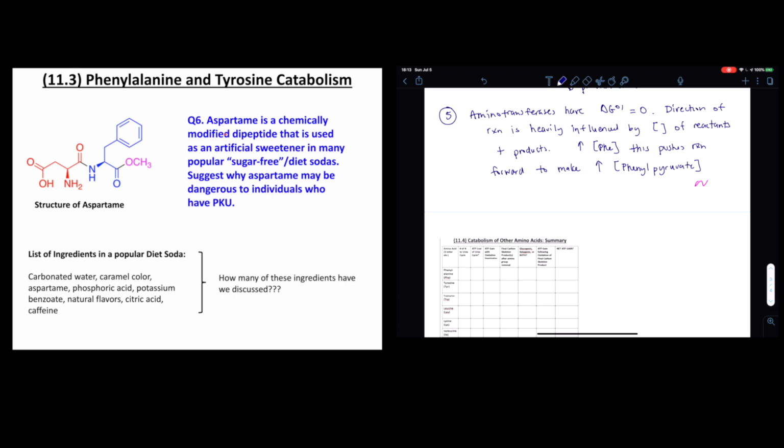So aspartame is a chemically modified dipeptide, and it's used as an artificial sweetener in a lot of sugar-free diet sodas like Diet Coke, for example. So suggest why aspartame may be dangerous to individuals who have PKU.